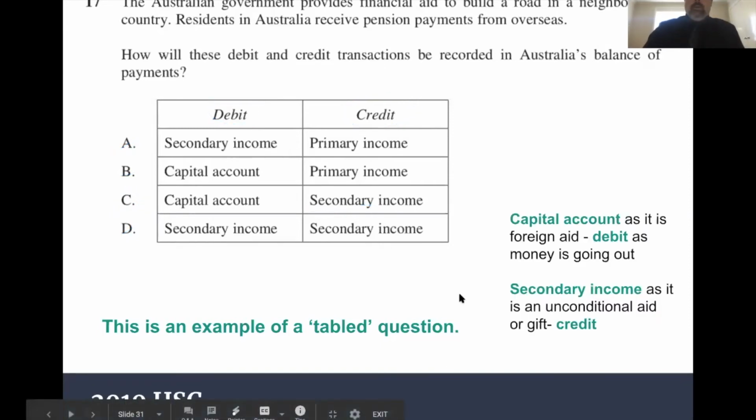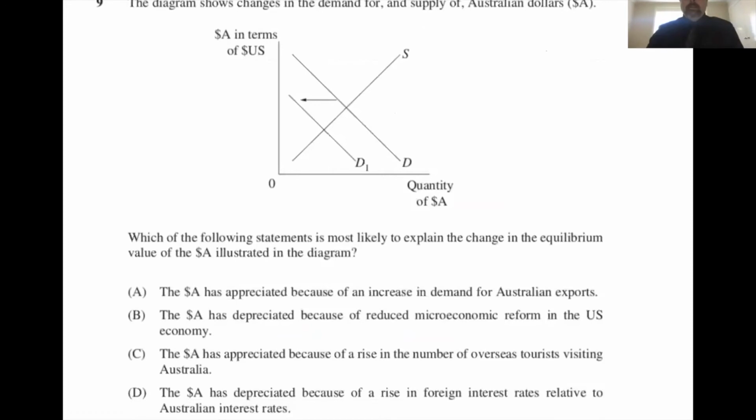Okay, so our next question here is a diagram question. So you've probably seen this many times. You look at the diagram, you read it, it says it's the demand for and supply of Australian dollars. Okay, so first of all, we look and see what's happening with the curve. So we've got a supply and demand curve, and we've got a change in demand, and we know that from D to D1. So let's read the question.